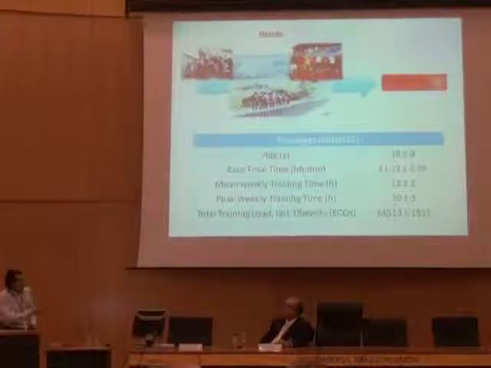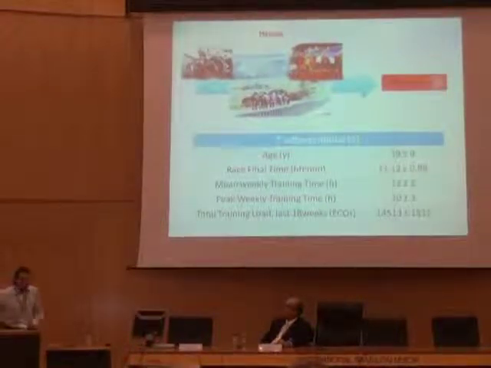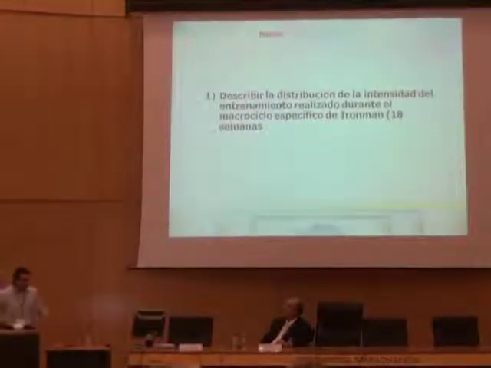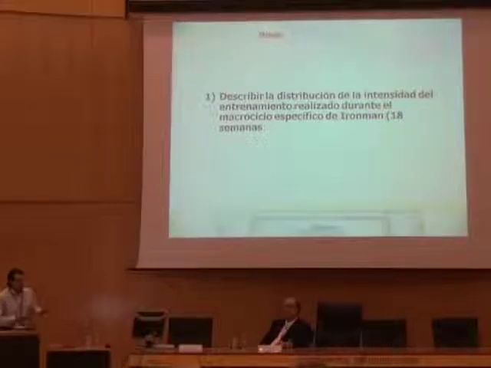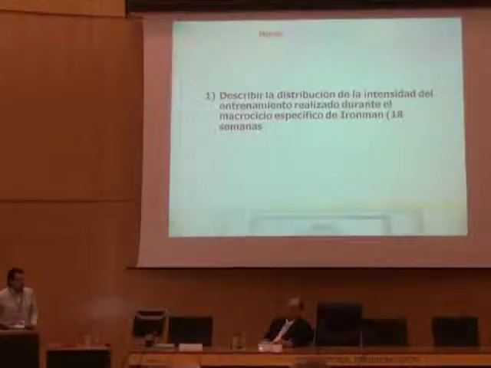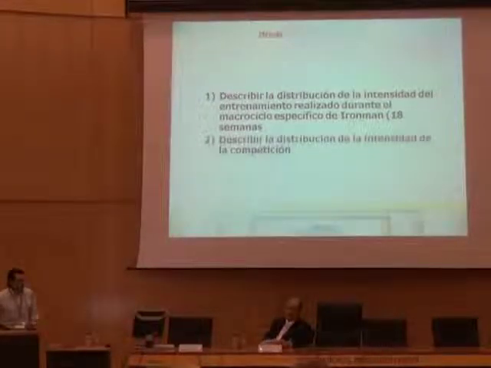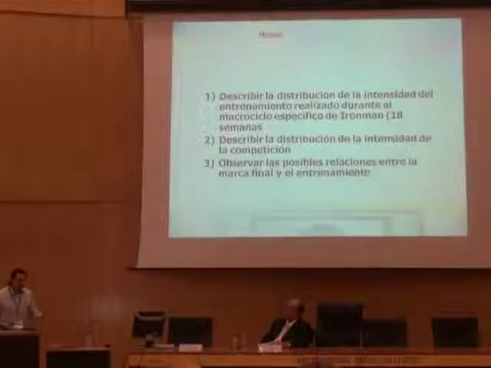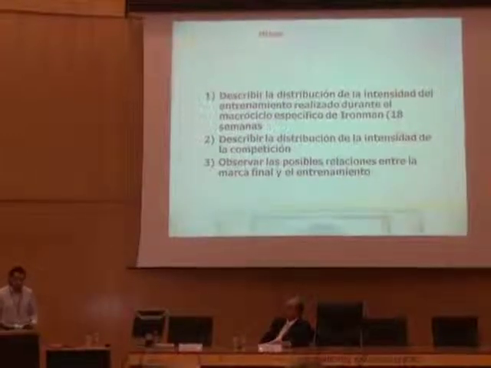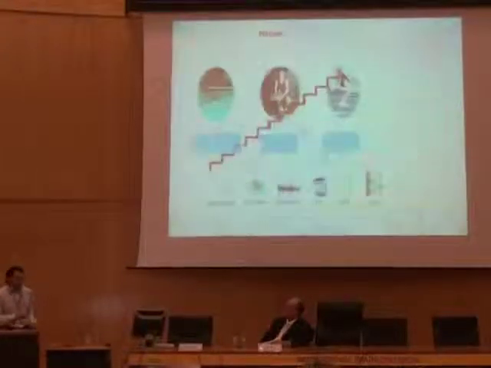They trained. It was 12 of them preparing this competition. The goals of the study were to describe the training intensity distribution along the last part of the preparation, the specific macrocycle, to describe what happened in competition with the same model that we will show, and to try to look for possible relationships between how you train and how you perform.